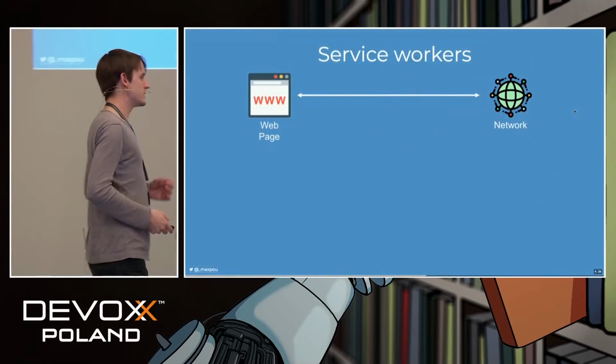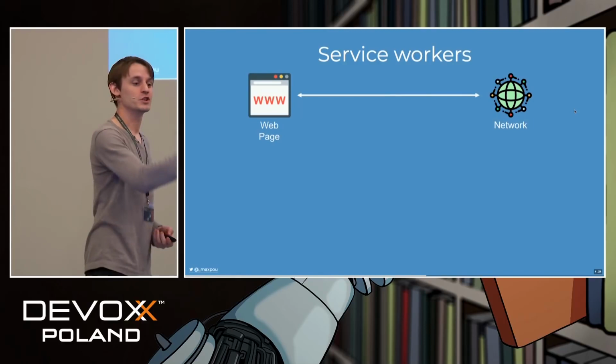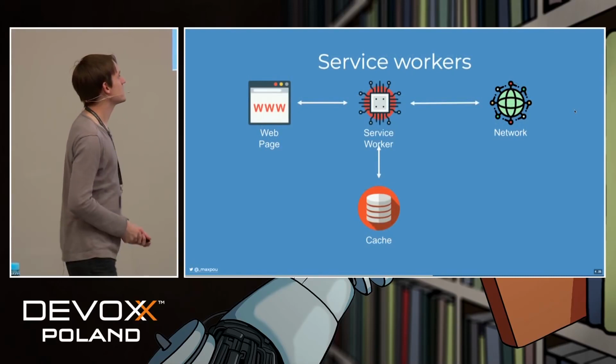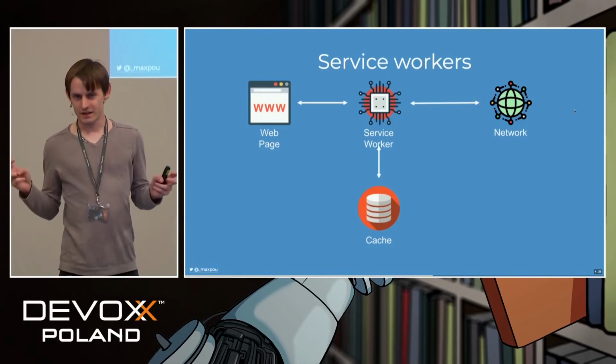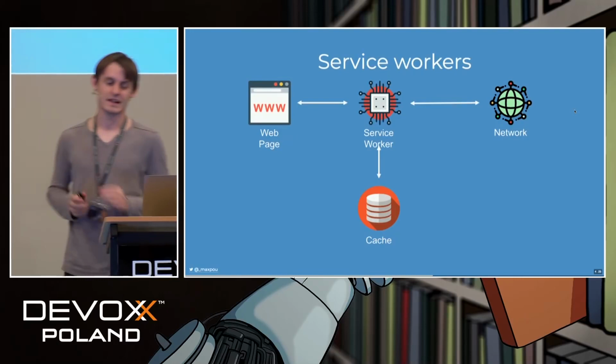So what's the magic, what's the trick? Here is the web page. If I want to access a web page, I have to reach a network. Nothing new. So some people add something called a service worker. A service worker is a kind of internal proxy in your browser. It's on the browser side. And this kind of proxy, because it's not only this, has a cache. And that's something that we're going to use.